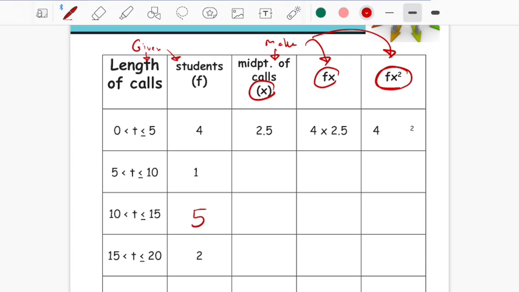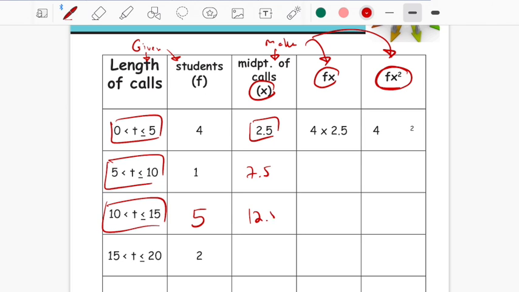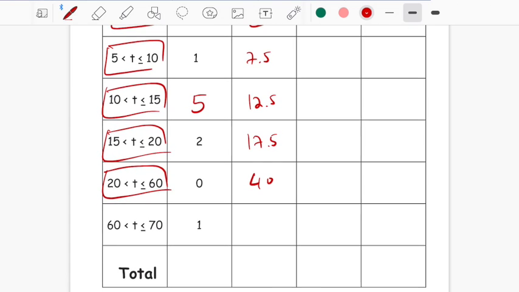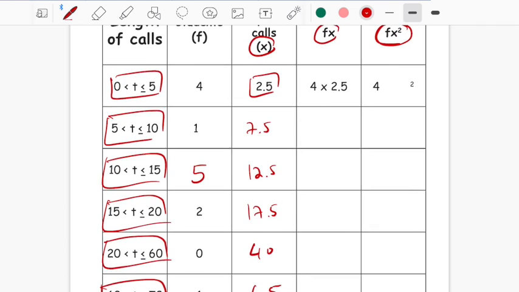Okay, so you can see here the midpoint from 0 to 5 is 2.5. Let's fill all the midpoints first. The midpoint here, again, 7.5. The midpoint here, 12.5. The midpoint here, 17.5. Then the midpoint here, 40, right? And then the midpoint here, 65. Okay, I got all the midpoints out.